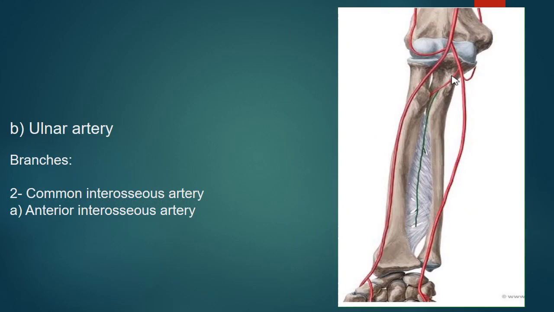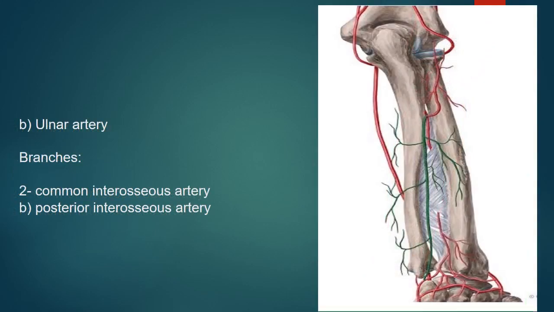This is an image showing the course of the anterior interosseous artery on the anterior surface of the interosseous membrane. This green one is the anterior interosseous artery, this is the common interosseous artery, and here is the posterior interosseous artery. And here is another image of the posterior interosseous artery. This green one represents the posterior interosseous artery in the posterior compartment of the forearm, and this red one is the anterior interosseous artery, which is replacing the posterior interosseous artery in the lower part of the forearm.